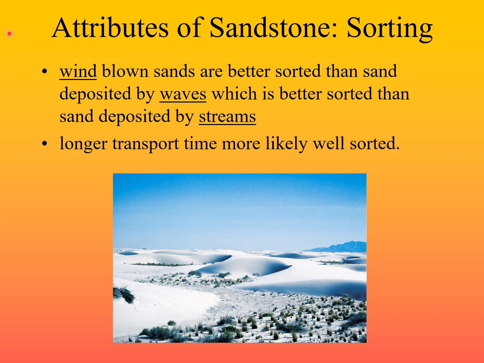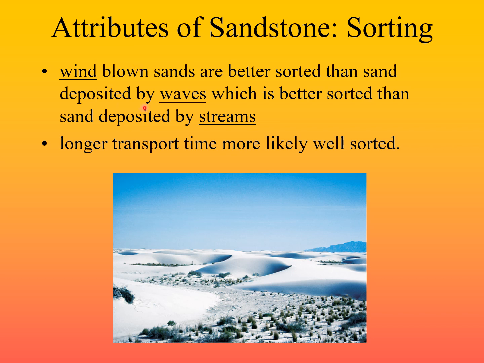So sorting really tells us where we're at in those systems, and that's wind or streams or waves, right? And so oftentimes in a sandstone, if we see it's well sorted, that means most of the grains are the same size. And if it's poorly sorted, the grains are all different sizes. And windblown sands are better sorted than sands deposited by waves or streams. And this is because winds tend to have the least amount of energy to move particles across the surface.